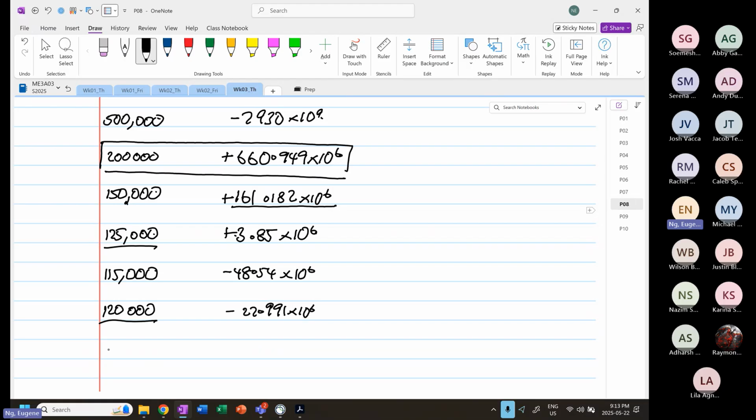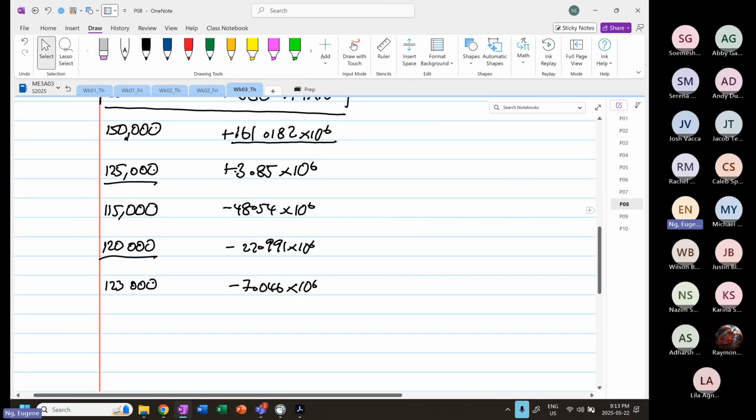So I'm going to try 123, 123. So I'm going to calculate 123, 123, and it's equal. I have minus 7.046 times 10 to the power 6. So now it's between 123 and 124.